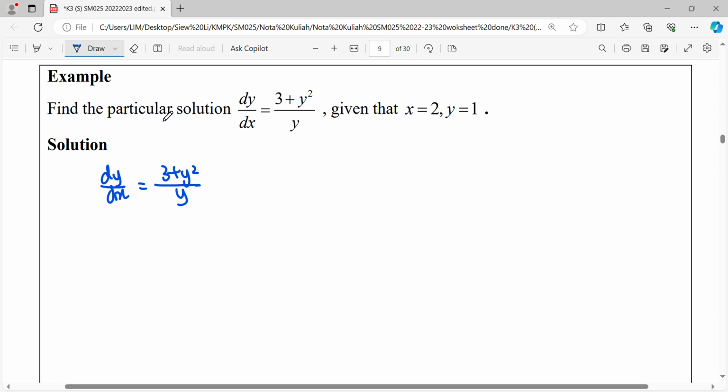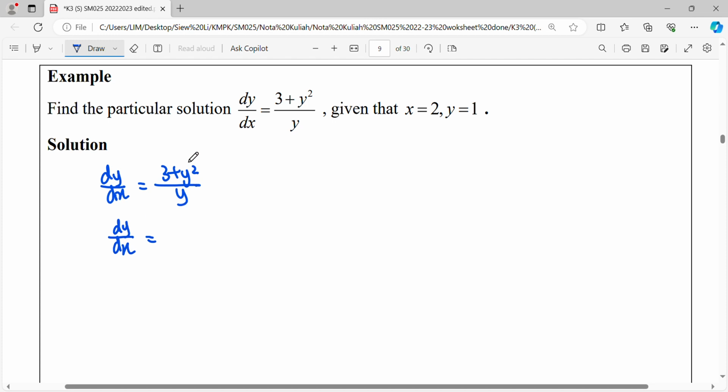Find the particular solution for this differential equation given that x equals 2, y equals 1. So first we take out this differential equation. We have to identify the method of solving this differential equation. Our variables here are y and x.